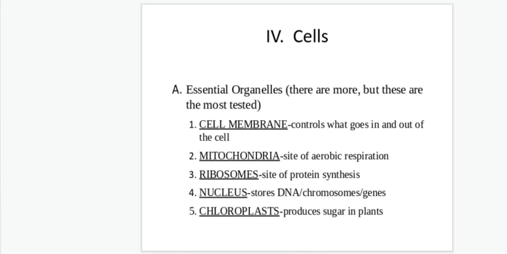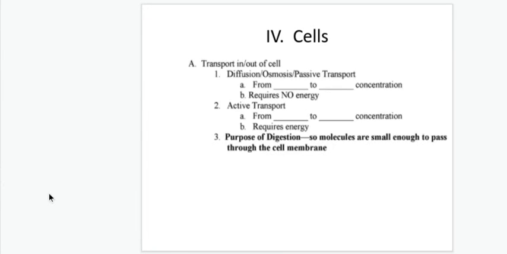Okay. One of the most important things to understand about cells is the cell membrane and how it controls what goes in and out. And so we spent some time talking about transport in and out of the cell. So there's 2 basic ways that transport happens. Either the cell has to work at it or it just happens. Passive transport, also known as diffusion, or osmosis if it's water. Passive transport does not require energy. Active transport, the cell has to be active.